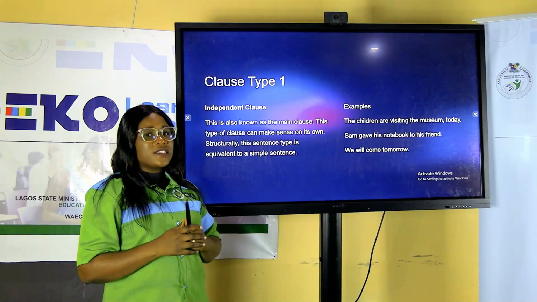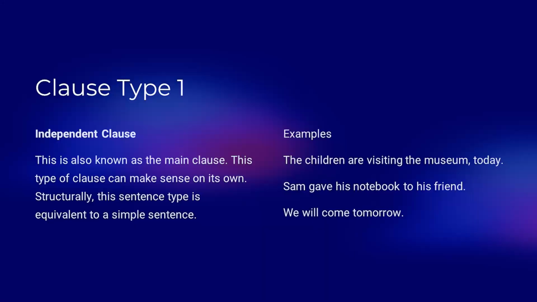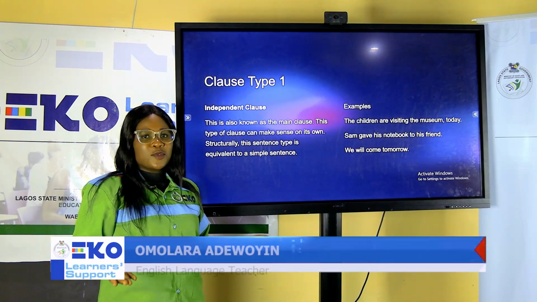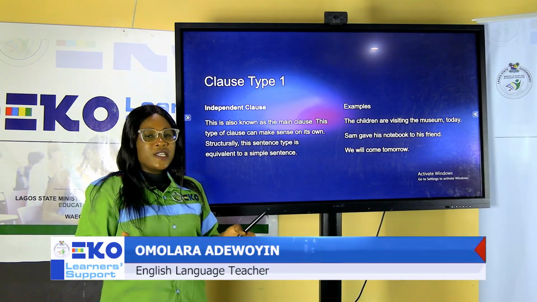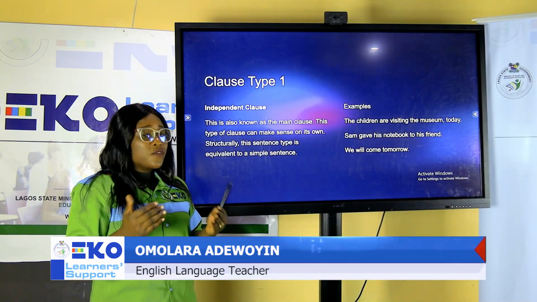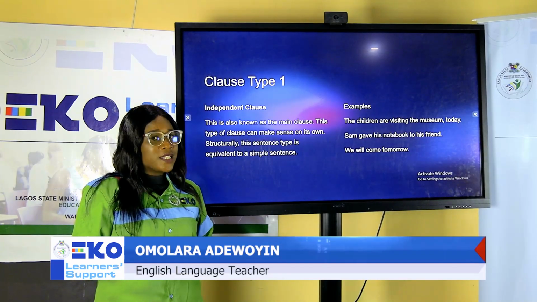Let's look at the first type of clause, the independent clause. This is also known as the main clause. It is independent, just like the name implies. It doesn't need anything to stand on its own. It goes on its own, it makes complete sense, and it is even equivalent to a simple sentence.